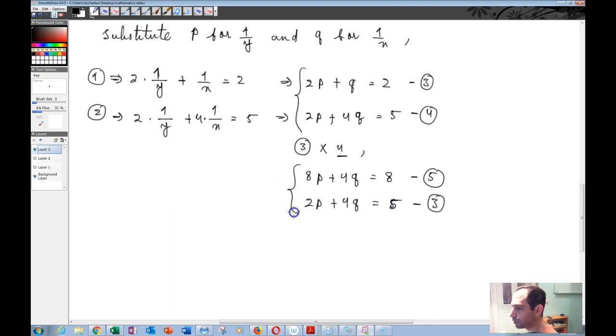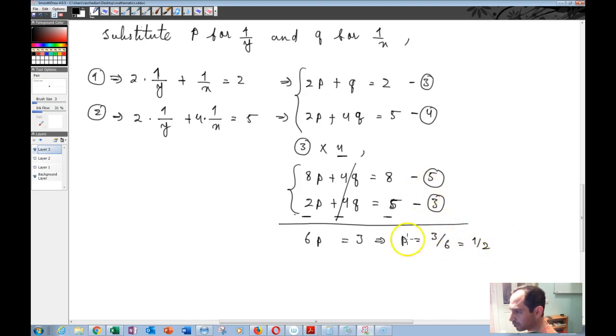Okay, now I can take the algebraic opposite of these terms and add them together. So 8p minus 2p is equal to 6p, which is equal to 8 minus 5, which is equal to 3. So that means that p is equal to 3 over 6, which is equal to 1 half.